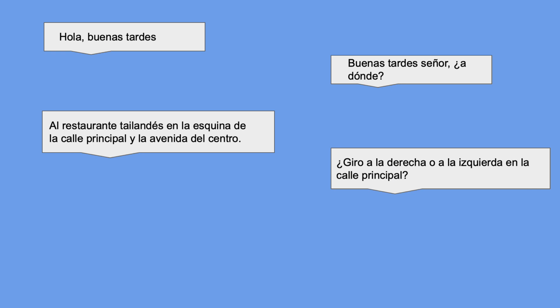Giro a la derecha o la izquierda en la calle principal. Do I turn right or left when I reach Main Street? Giro a la derecha. Giro is turn. A la derecha. Derecha is right. O, which is or, a la izquierda, to the left, en la calle principal, on Main Street.